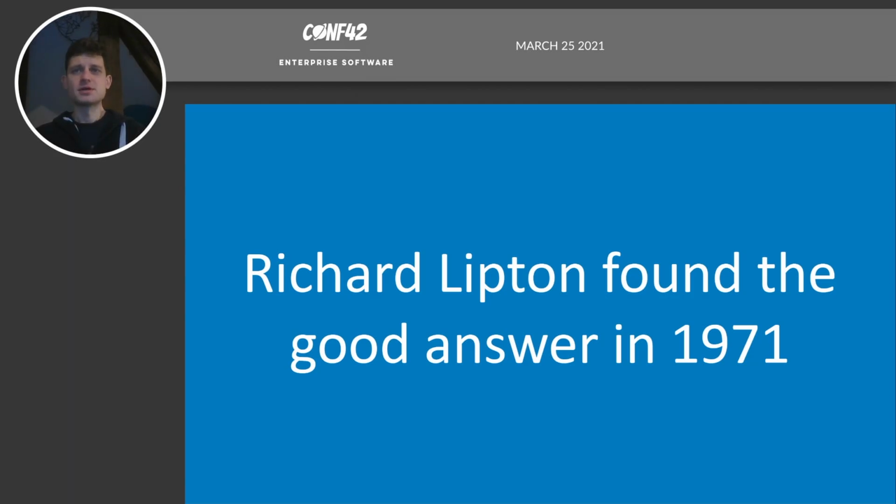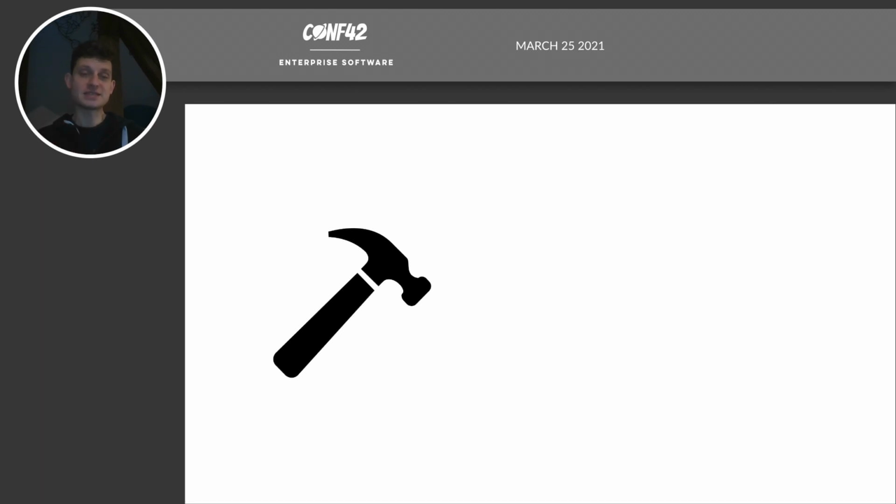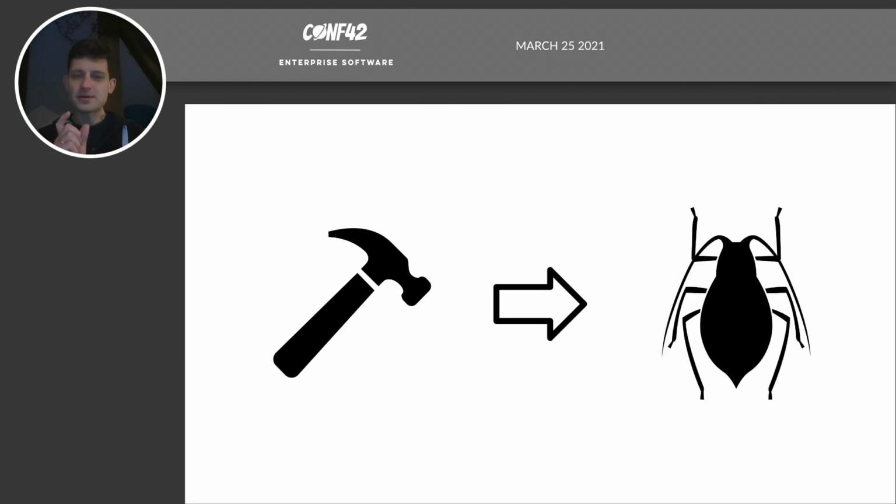So Richard Lipton asked a more fundamental question. He asked, why do we write tests? And he came to the conclusion that we write tests to detect bugs. So think about it for a moment. If you are sure that your code does not have any bugs, then there is no reason to write tests. So the test is good when it catches bugs.